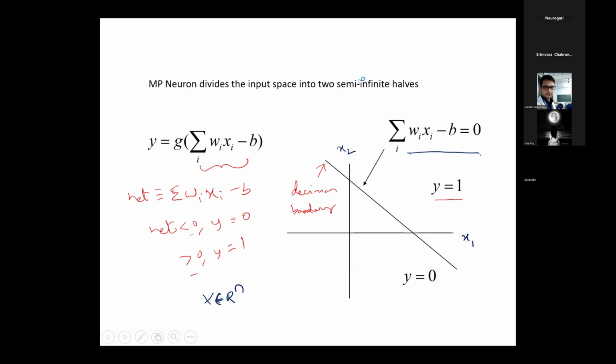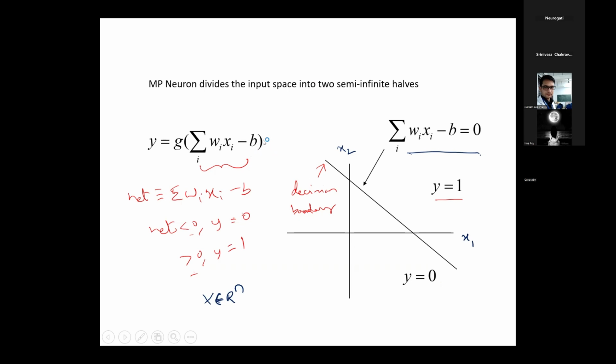Now we said this neuron maps input onto two outputs, 0 and 1, because G is a step function. So how exactly does it map? There are points in the state space, input space, where output Y is 1, points where output Y is 0. How exactly does the neuron divide this input space into two halves? To understand that, let us consider the boundary between these two regions. When the argument is positive, Y is 1, when the argument is negative, Y is 0. So at the border, the argument will be 0.